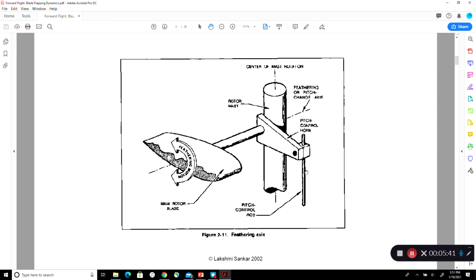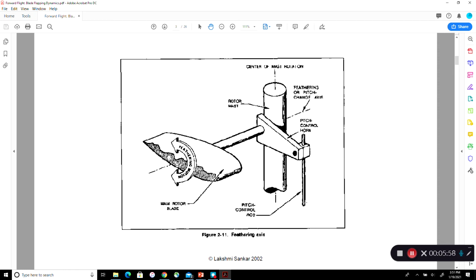So eventually this rod will crack, break, fail. So they need to be inspected. Pitch links have to be inspected. You may wonder, why don't we make it thicker, bigger, so that they don't break so easily? The problem is they are very heavy, so they will add to the weight.